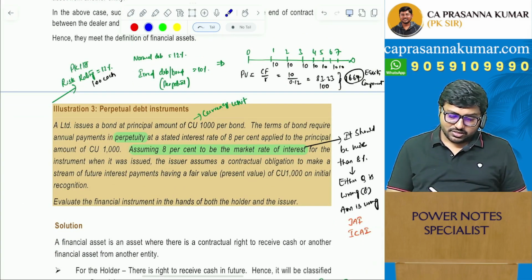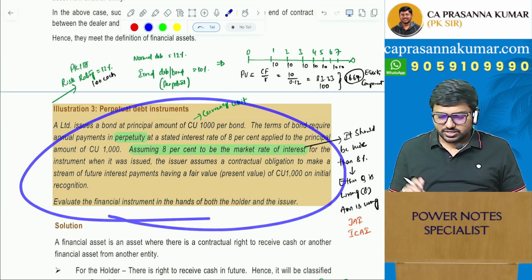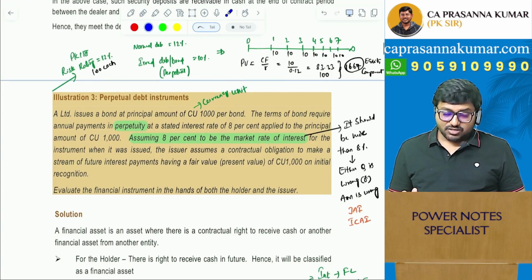Let's move on. Illustration 3. Now, when it comes to illustration 3, there is a bit of an issue with ICAI in framing the question itself. So I'll try to explain that and we'll try to convince ourselves. It's kind of a typical ICAI moment again. We have already seen it quite a few times, but that's the way it is.